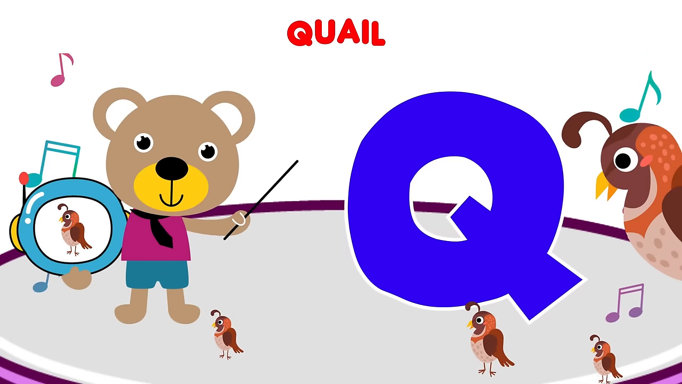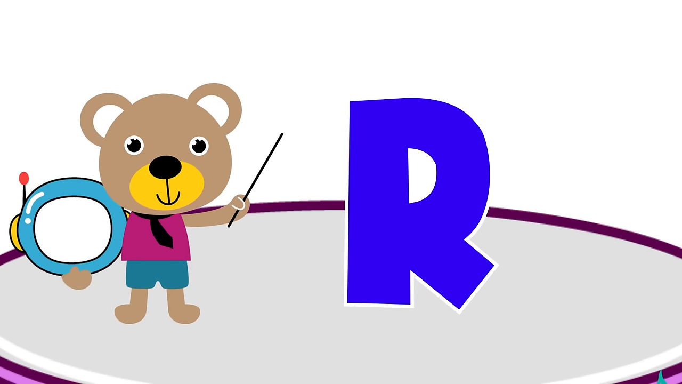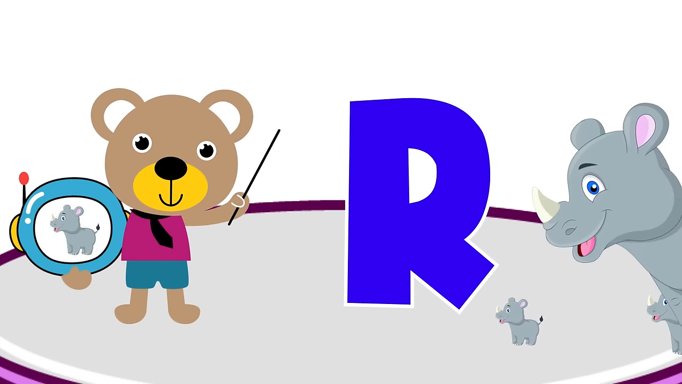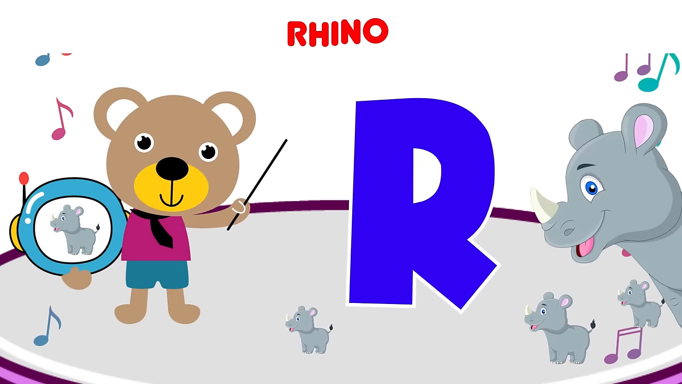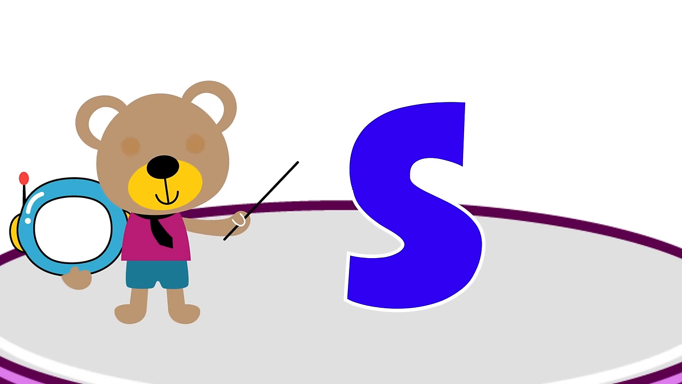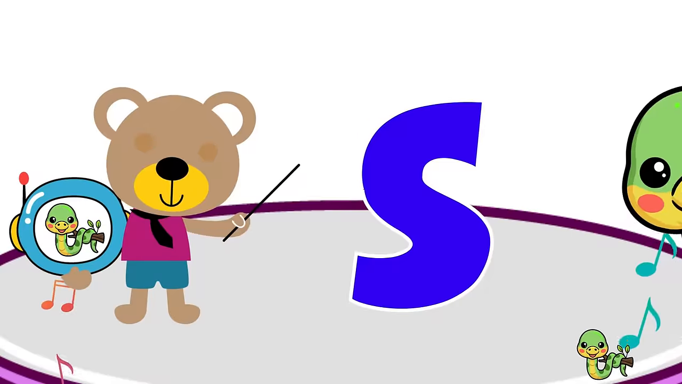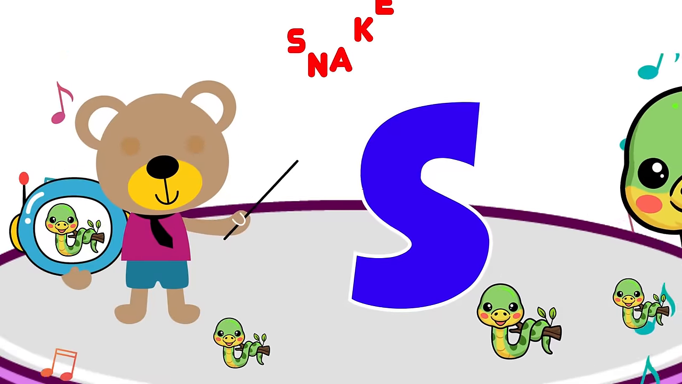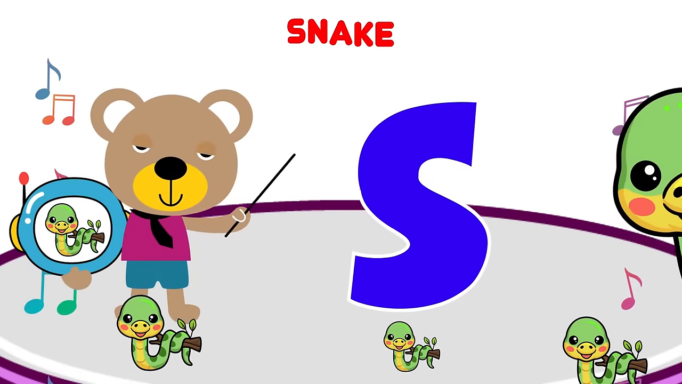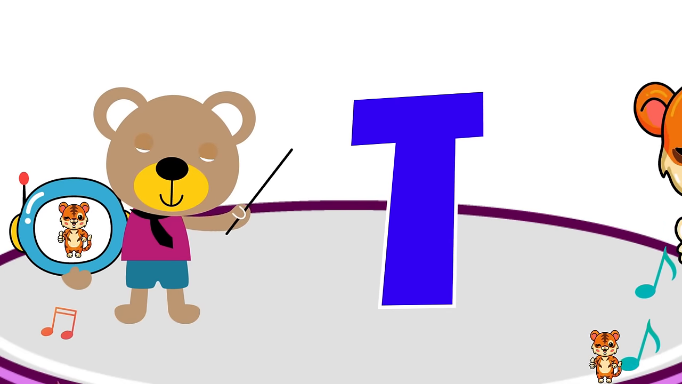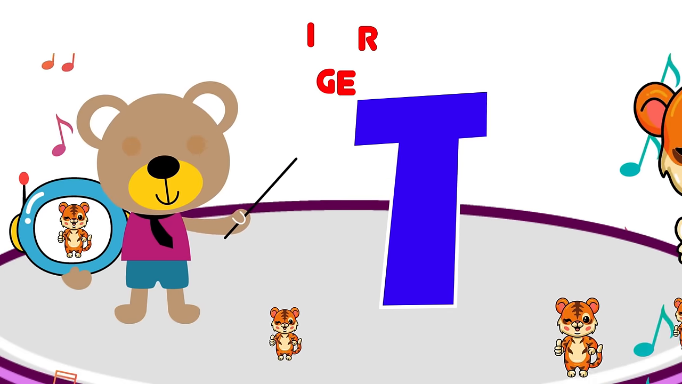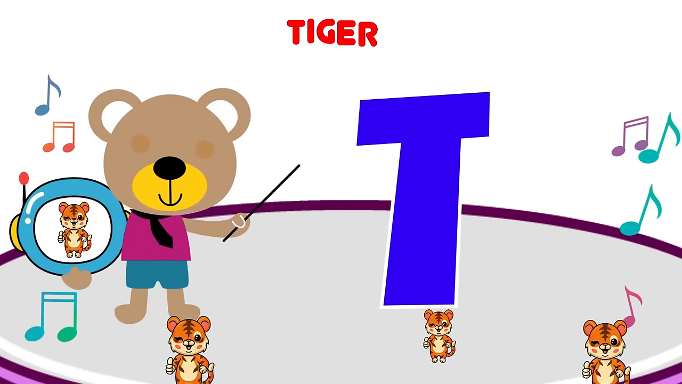Q, quail. R is for rhino. R, r, rhino. R, rhino. S is for snake. S, s, snake. S, snake. T is for tiger. T, t, tiger.